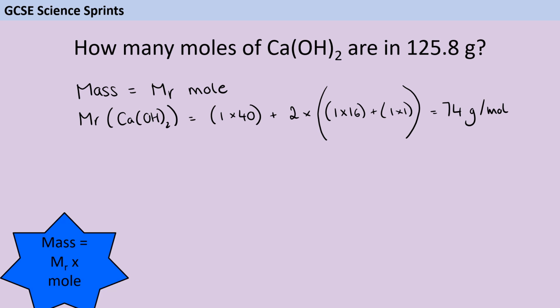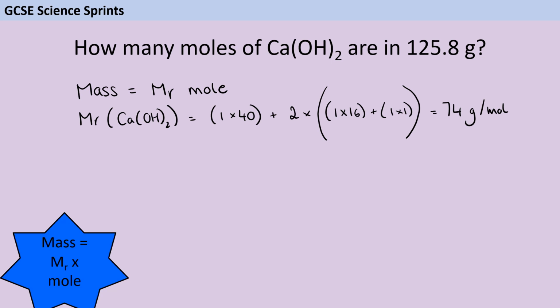What that number tells me is that if I had 1 mole of calcium hydroxide, it would weigh 74 grams. But unfortunately the mass in the question is not 74 grams, so I know I don't have 1 mole. I'm going to have not quite double that. So that's just worth me knowing as a common sense check before I get any further.